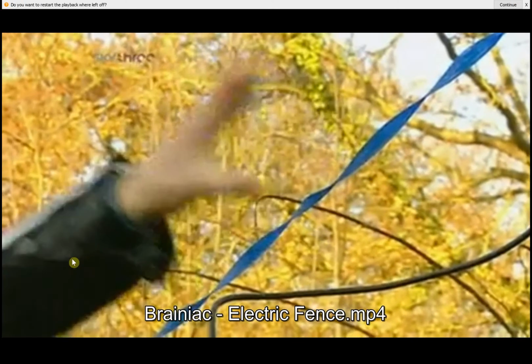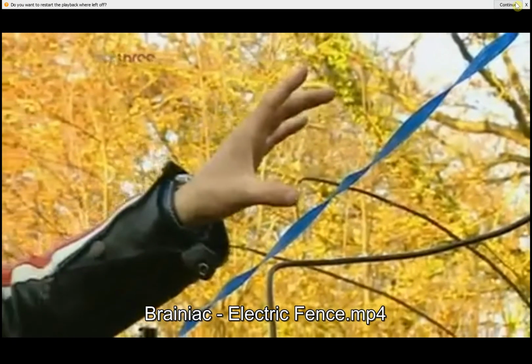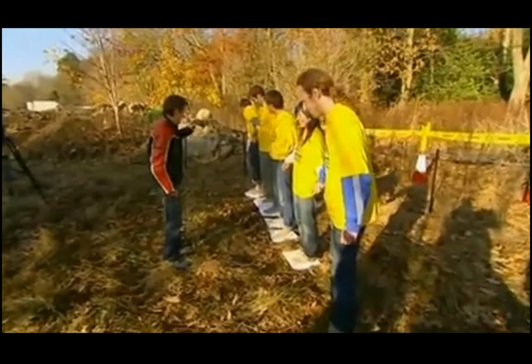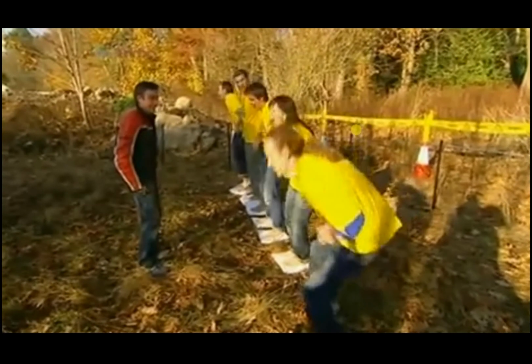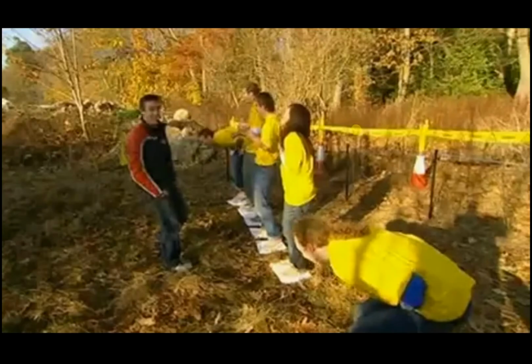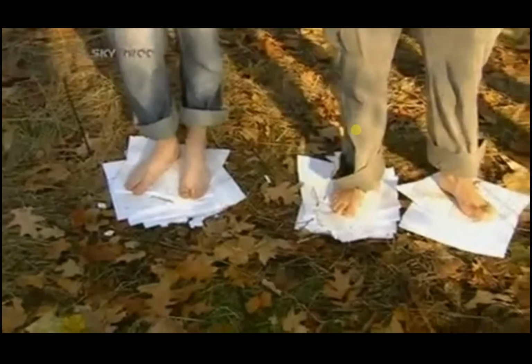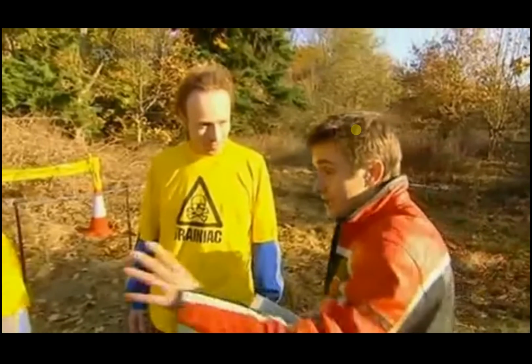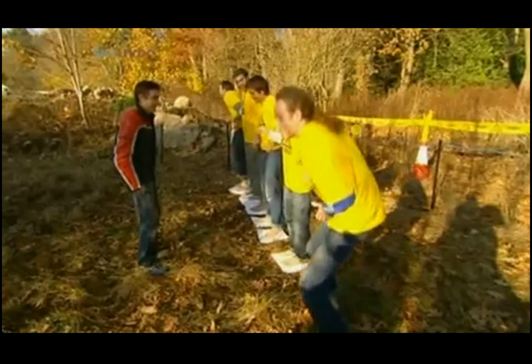Ever held on to an electric fence? I think that because they're insulated, they won't get a shock. And on my count, touch the fence. 3, 2, 1, go. Wow! Well, that really works. Because you're insulated, it earthed here, so for the first time, the current made it all the way to the very end. You all got a shock, and that looked quite severe.